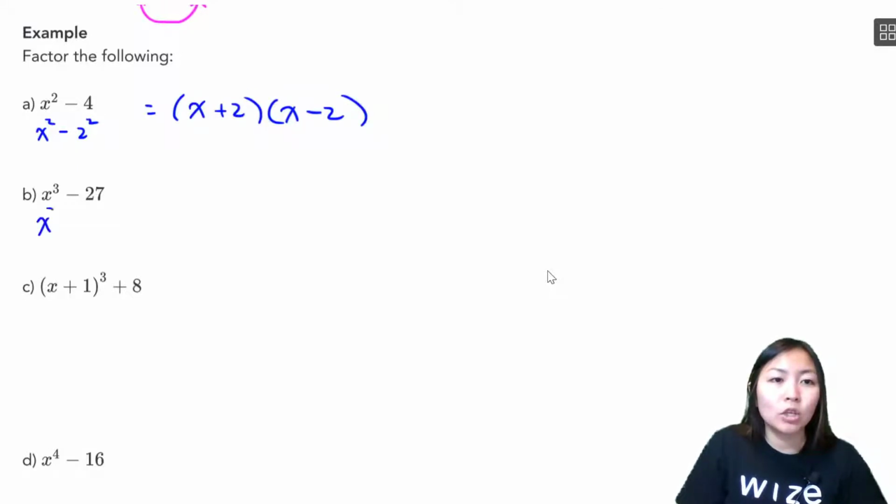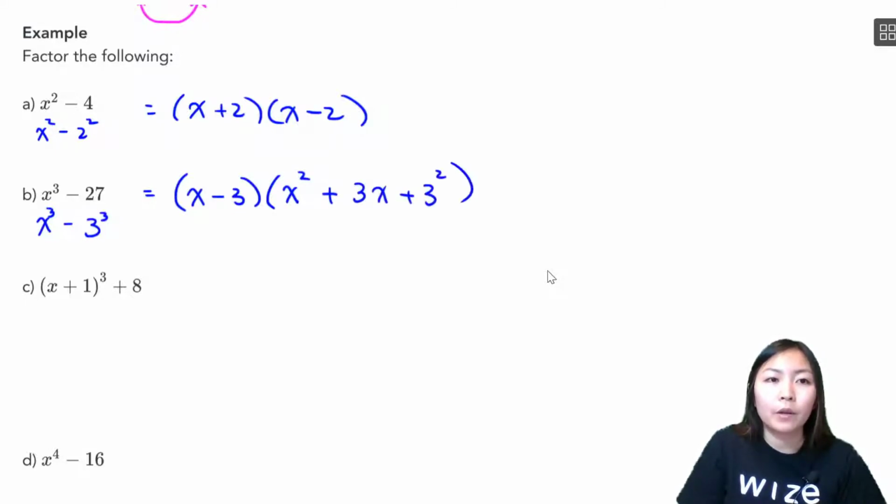Okay, let's look at this next one. This is x cubed, so it's a cubic, minus 3 cubed. So this is a difference of cubes. So it's going to give me my a minus b, so x minus 3, times my a squared plus ab plus b squared. Okay, remember, these signs are opposites. That's how I like to memorize my difference and sum of cubes.